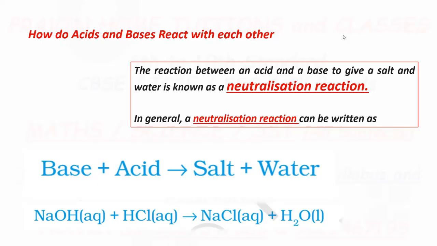The general form of neutralization reaction is base plus acid. These are the reactants. Reaction happens, products form: salt plus water. See, NaOH is the base plus acid HCl is the acid. These are the reactants. Salt, NaCl, sodium chloride is a salt, plus H2O is water. So these are the products formed.